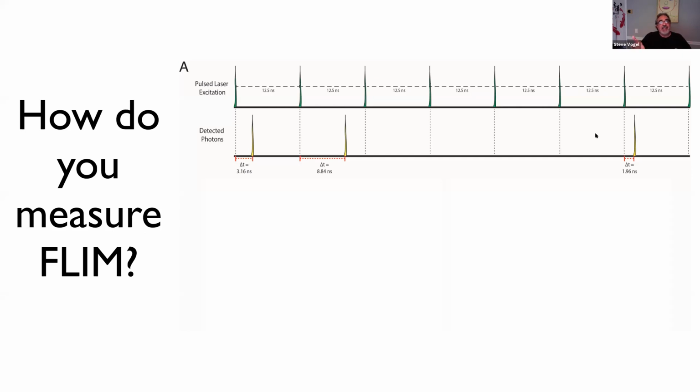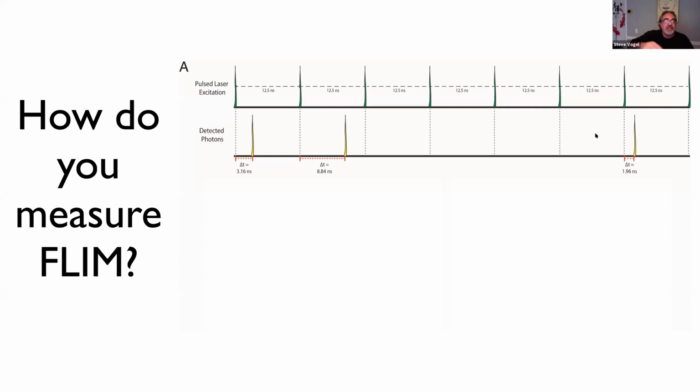In reality, it's actually much less efficient than depicted here. Here it's 3 out of 8. In practice, at least in my lab, we're typically detecting 1 photon for every 400 to 600 laser pulses, right? But this is to illustrate it. This is for educational purposes.